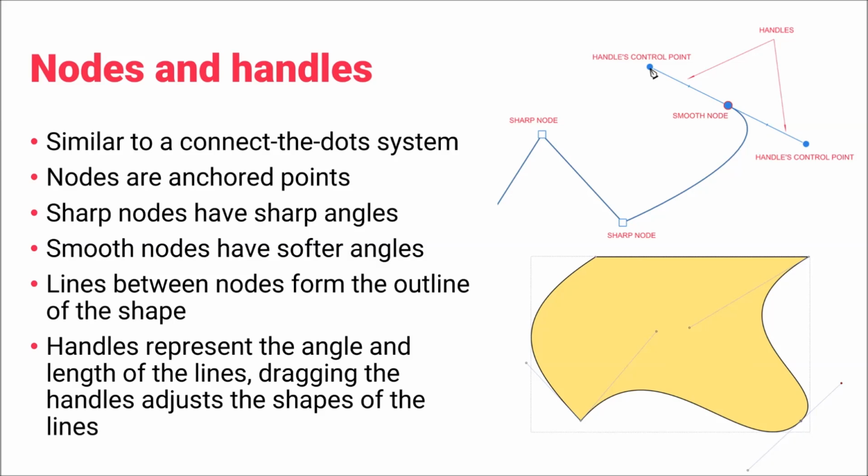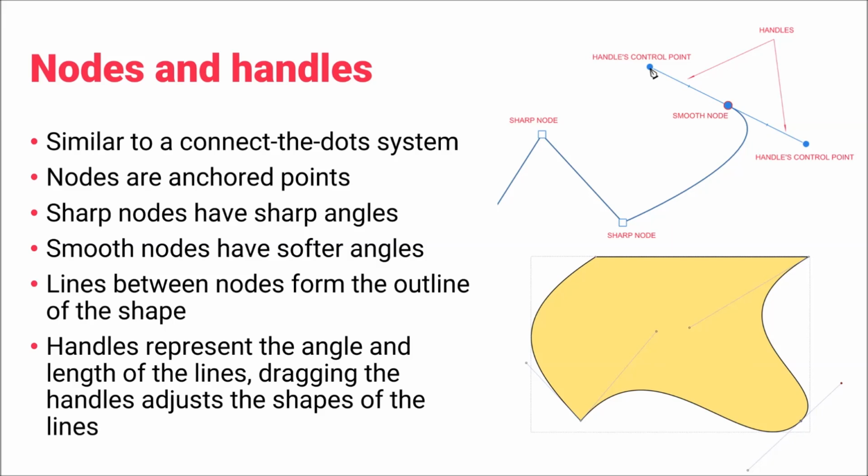And then finally, when dealing with vectors, you're going to be dealing with things called nodes and handles. So going back to that connect the dots system, a node is going to be the dot, and the handles are going to be the things you use to control the dots. So your nodes are these anchored points. They never move around. Well, you can move them, but generally they stay in place to define the shape.